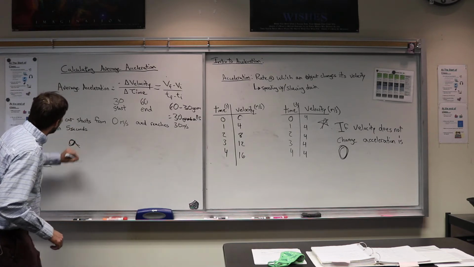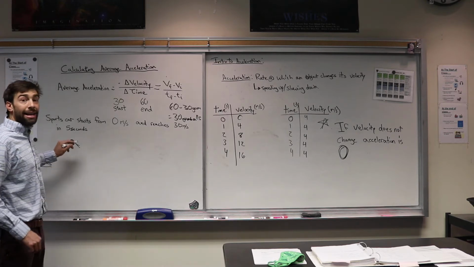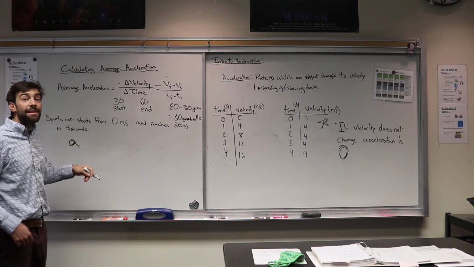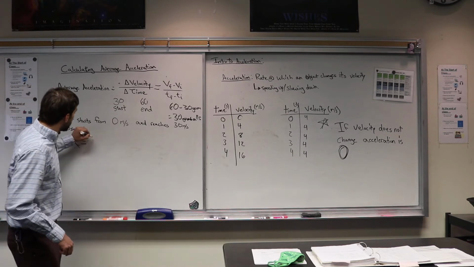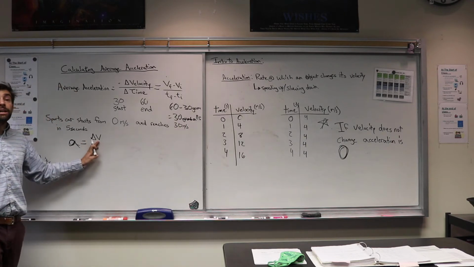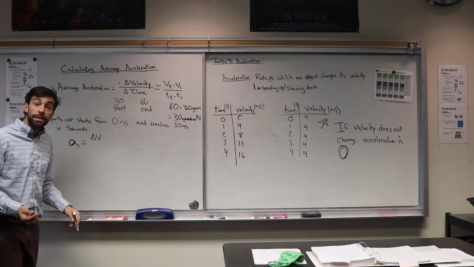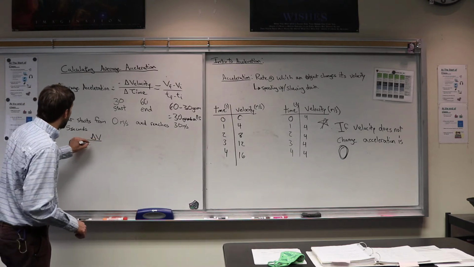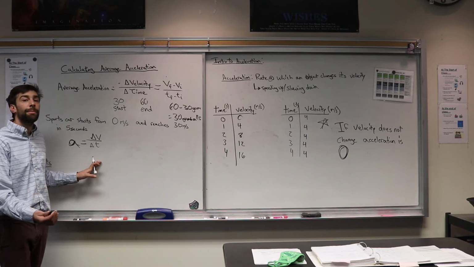A is the symbol for acceleration. So if you're in your formulas, you just write A, that's the symbol for acceleration. Acceleration equals change in velocity. V is also the symbol for velocity. We haven't talked about that yet. Divided by our change in time. T is the symbol for time.